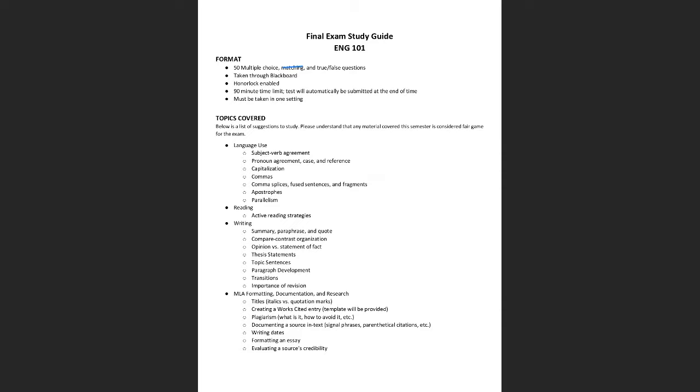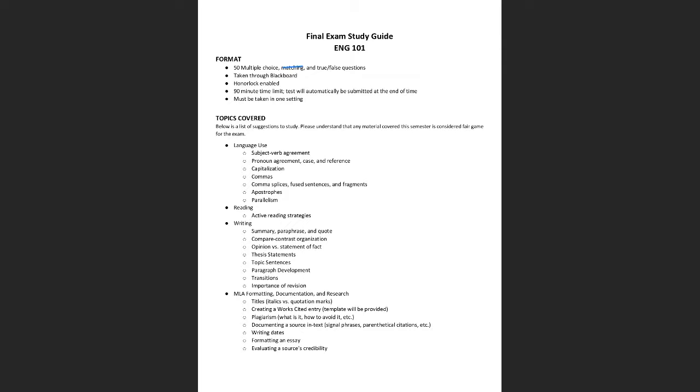So just like the other tests, taken through Blackboard, HonorLock is enabled. The settings I've put on for HonorLock are that you are allowed to use any notes that you take or have taken, and you can use your textbook if you want to. So, use that how you will. I also set it up so you can take bathroom breaks during the time limit if you need to, and it allows some background noise. So if, I don't know, your sibling wanders into the room randomly and asks you where the hairbrush is, it won't kick you out of the test or anything like that, okay?